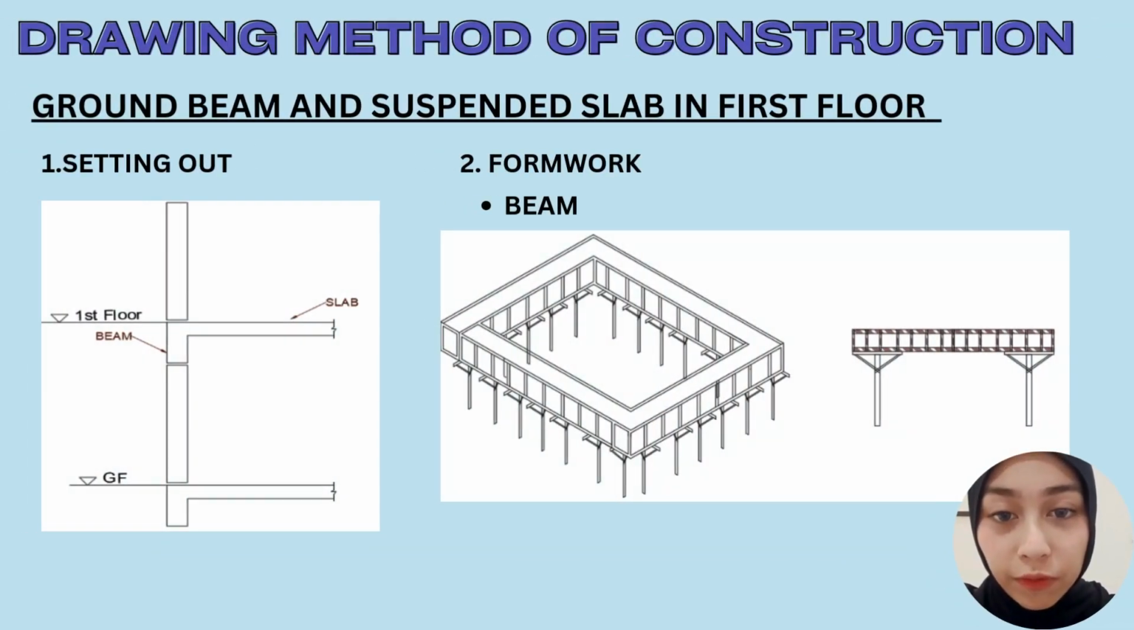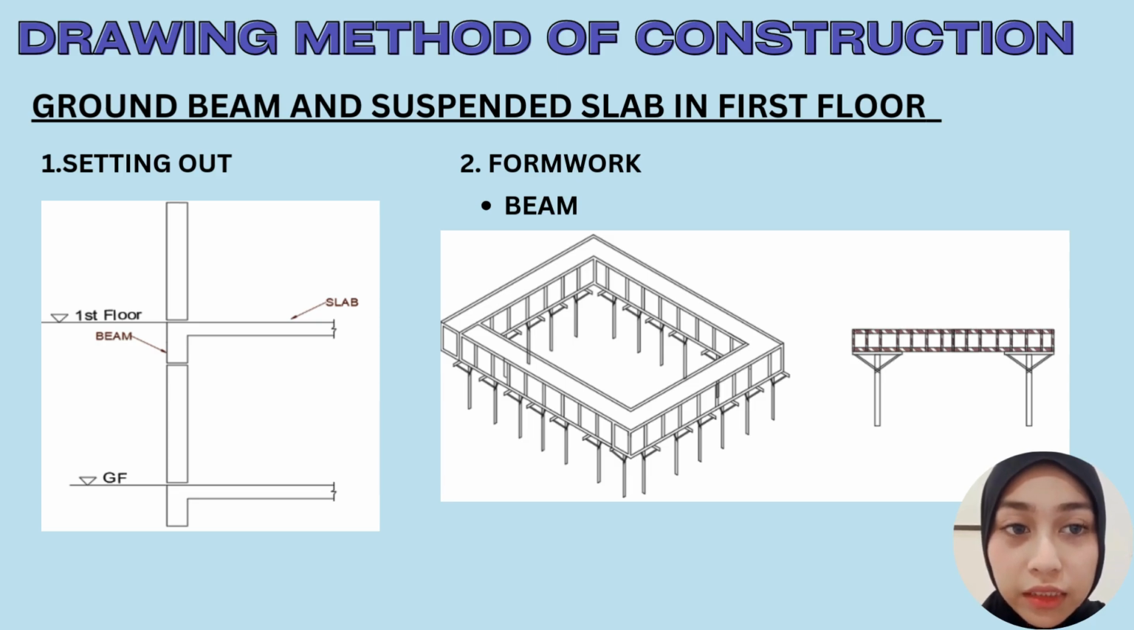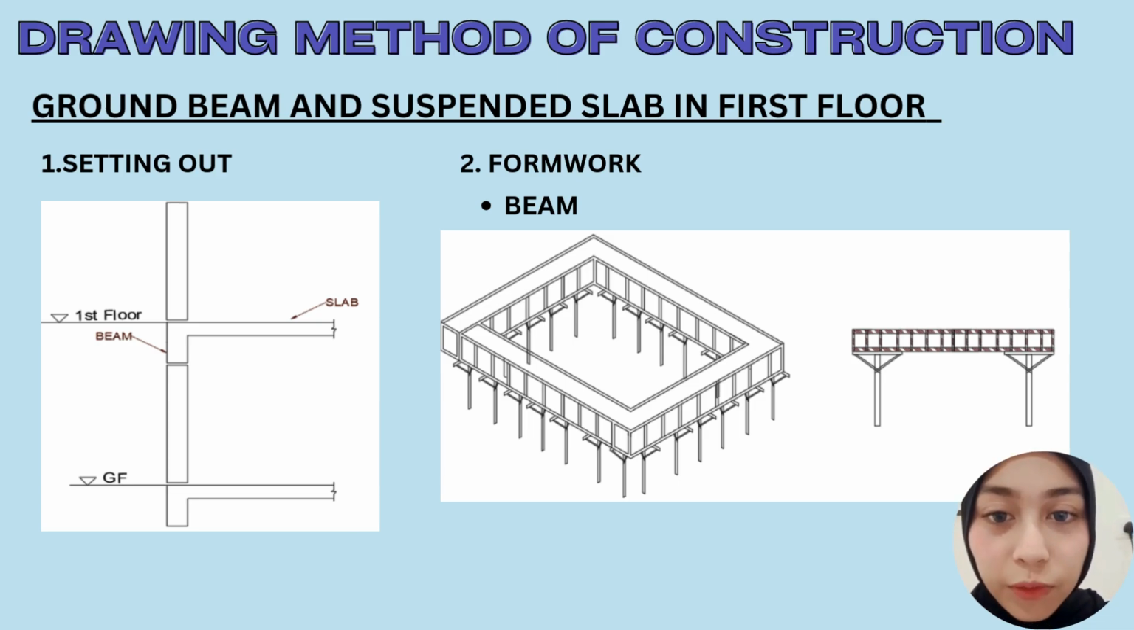Okay, for the second drawing method of construction, which is the construction of beam and suspended slab in first floor. For the first step, we need to set out the beams and the slab, which means we need to set the position of the beam and the slab, because the beam and the slab are connected to each other. After we complete the setting out, then we can proceed to the formwork for beam.